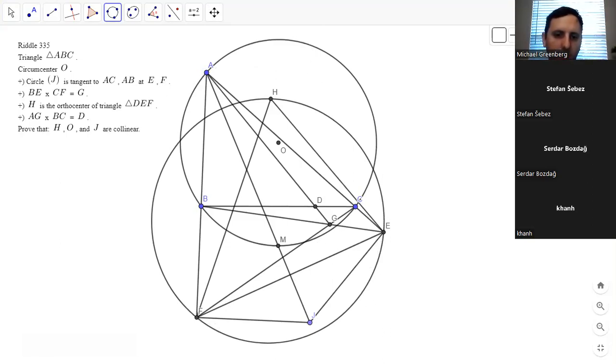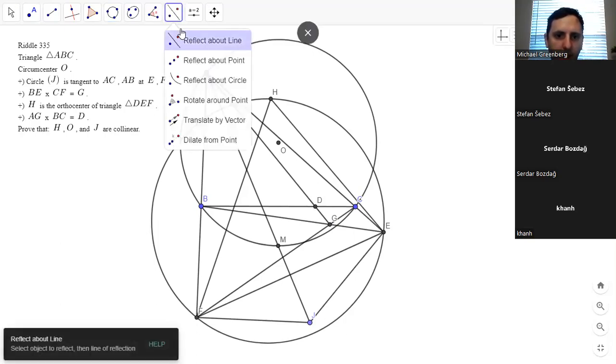So maybe there's some point that we can project through. I'm going to delete this for now. Well, actually, let's see if we can use this circle at all. So D is the orthocenter of HEF. How do we use that fact?